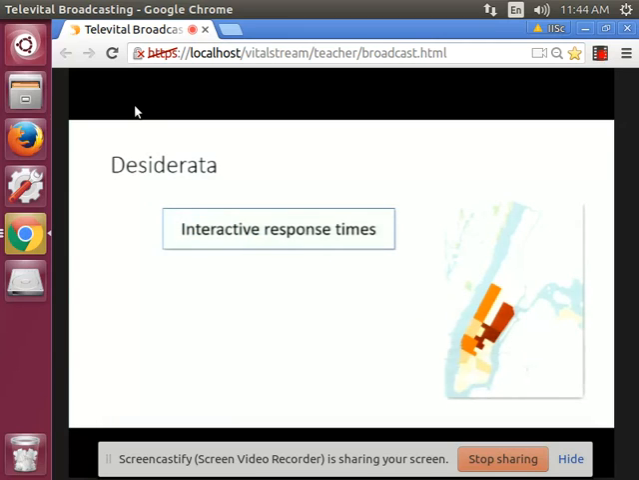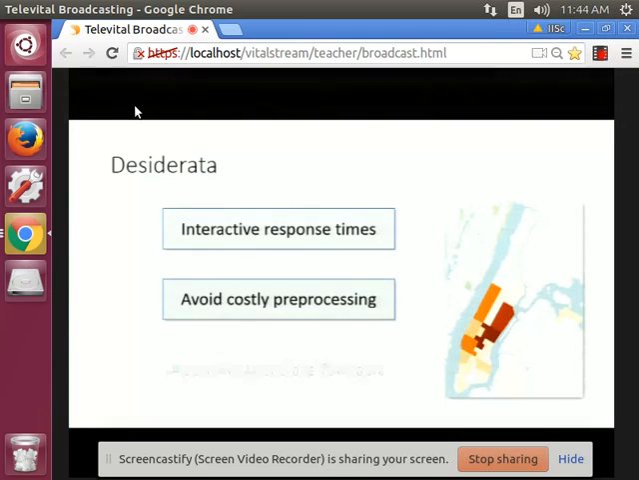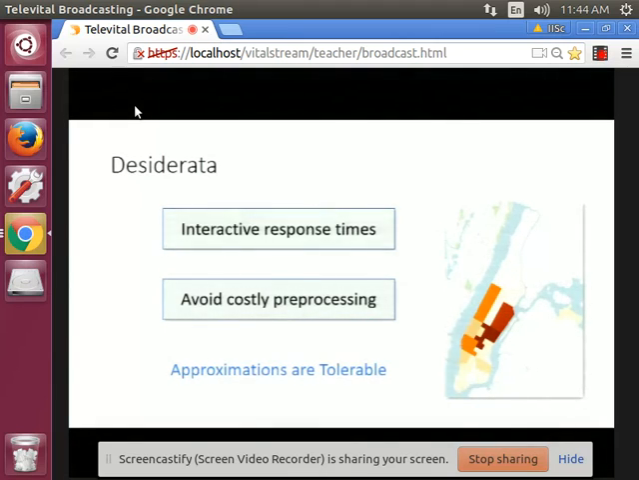So ideally what we want is, in addition to interactive response times, to also avoid costly pre-processing, like the data cube-based structures, and approximations are tolerable, right? From a visual perspective, especially when you're visualizing all this, if the value is 1 million or 1,000,005, it really doesn't matter.